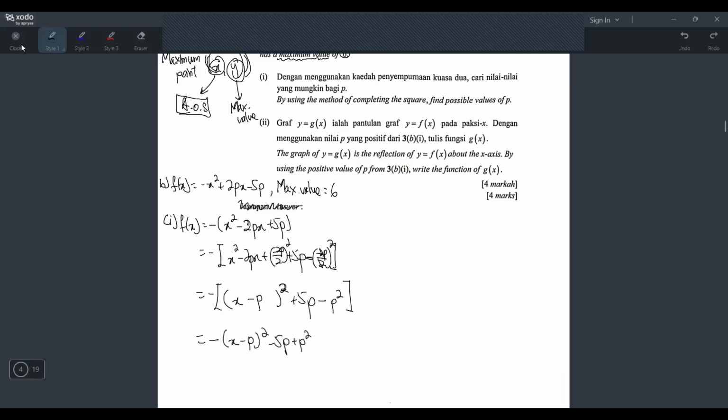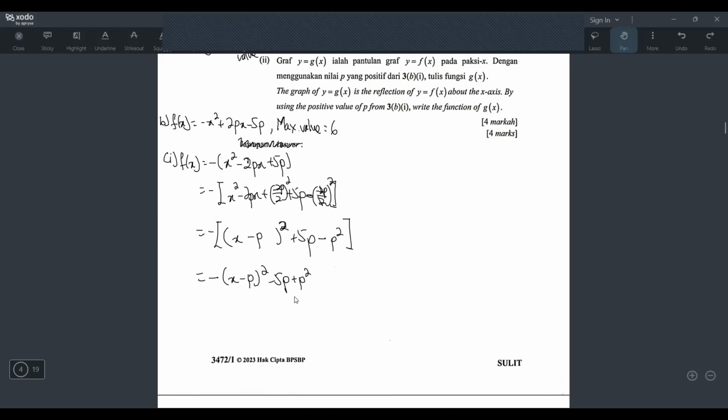Right, so I already successfully changed the general form to vertex form, and since it's a vertex form now, we can take out our turning point, right? And in this case, it's maximum. How do I know? Because the a is negative, right? Negative means n shape, means maximum point. And what is the x coordinate? Negative p. When I take out, you have to write p, and then the y coordinate will be negative 5p plus p square, right? So this is the turning point, but that's not what the question wants you to find.